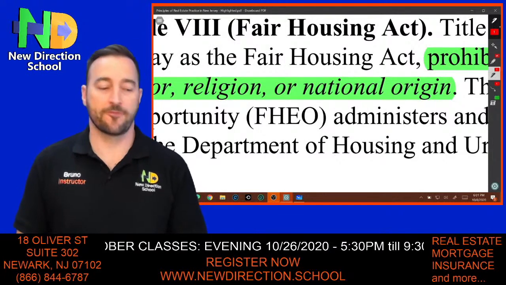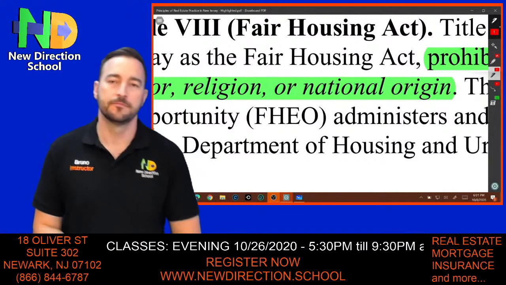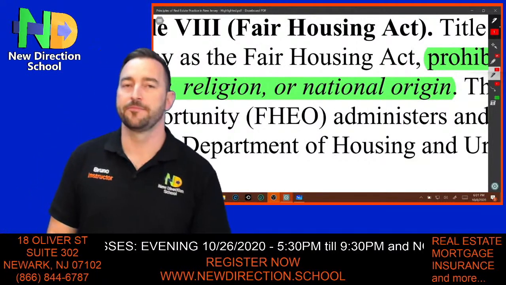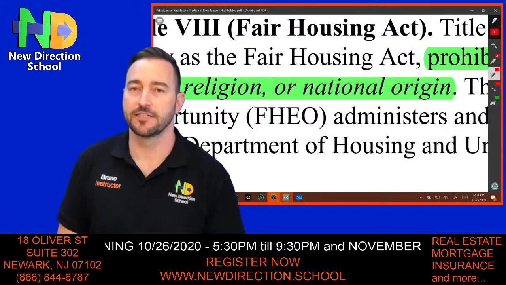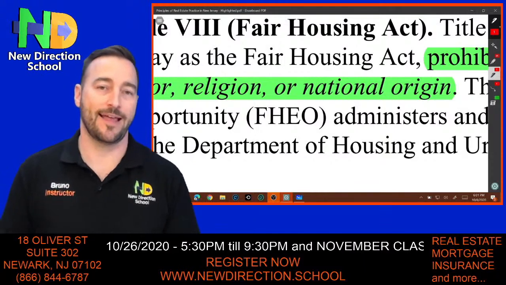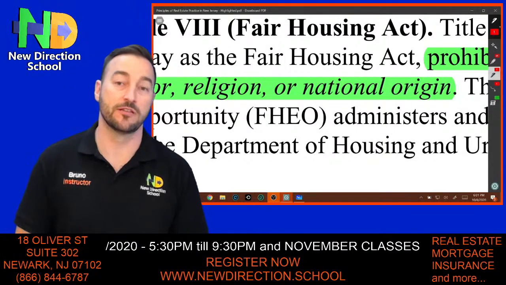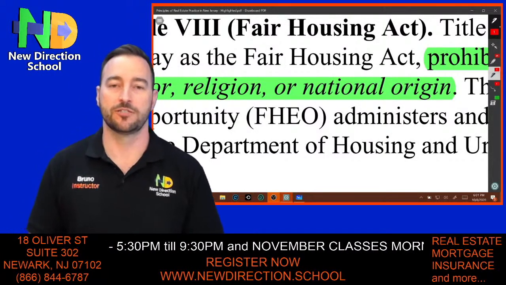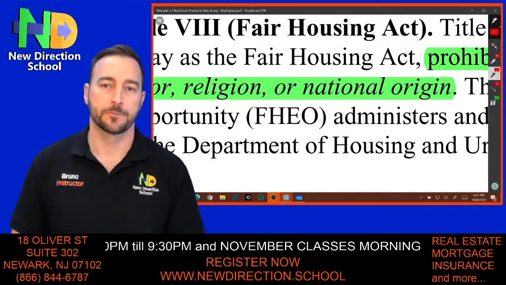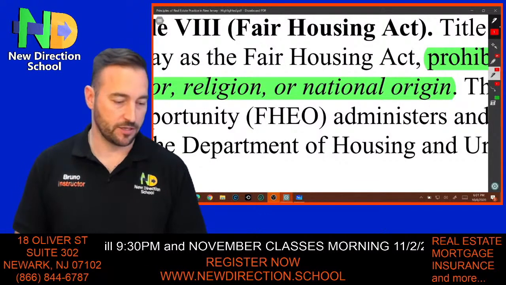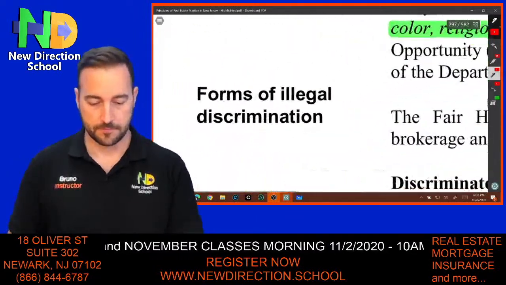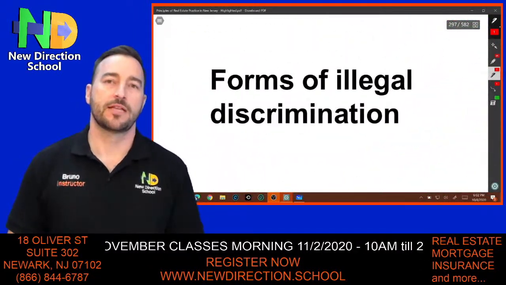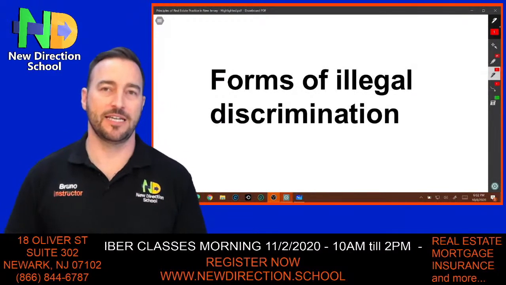So, what do we have for 1866? Race and color. 1968, what do we have? We have religion and national origin being added. It was an amendment, so they added religion and national origin. Take good note of that. Now we're going to talk about forms of illegal discrimination.